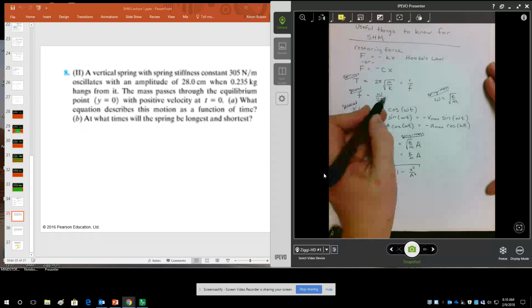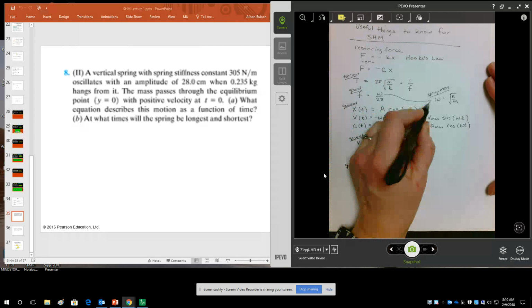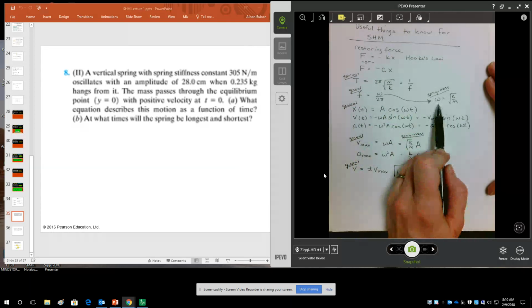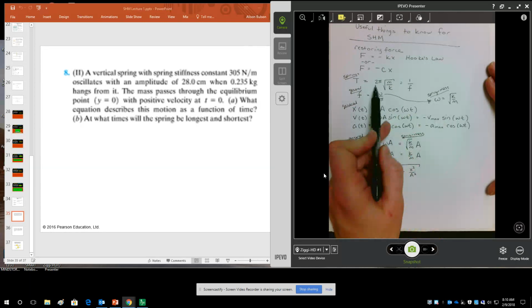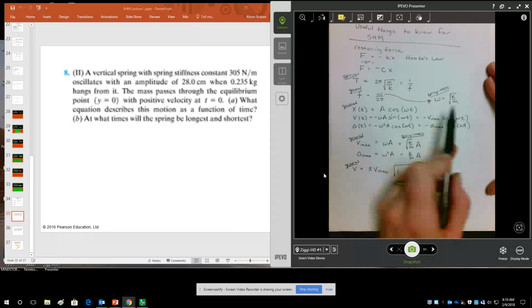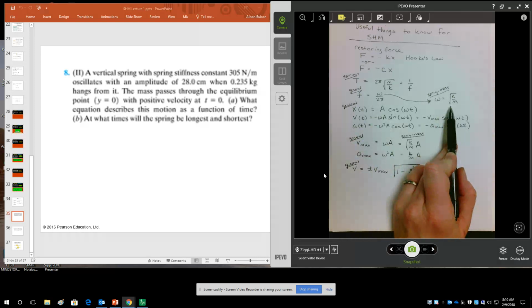Specifically, for a mass spring system, because the period is 2 pi square root of m over k, the angular frequency becomes square root of k over m. This is always the case for a mass spring system.